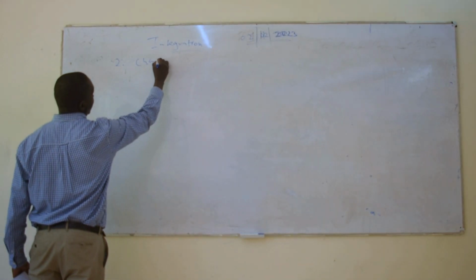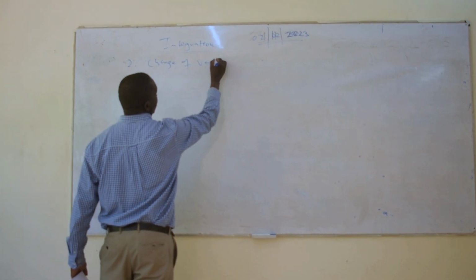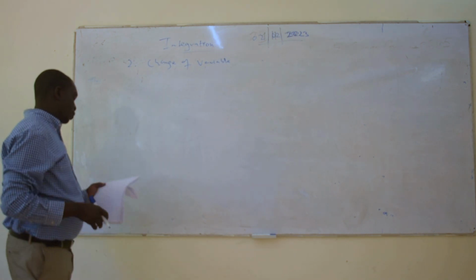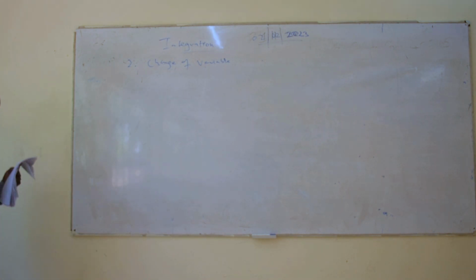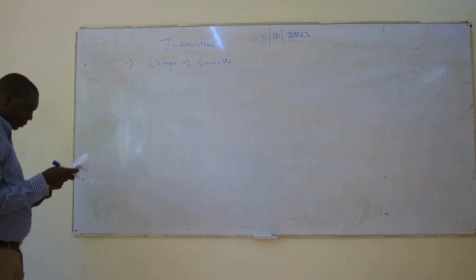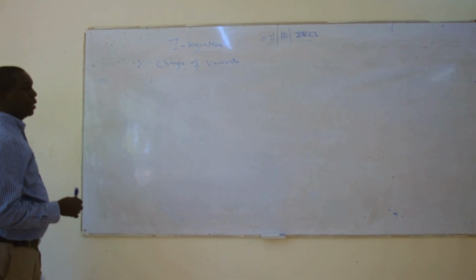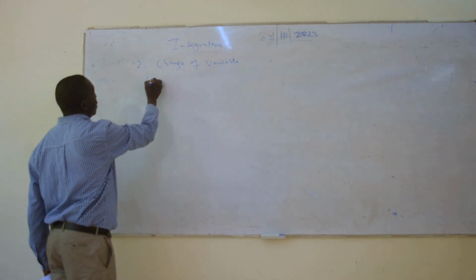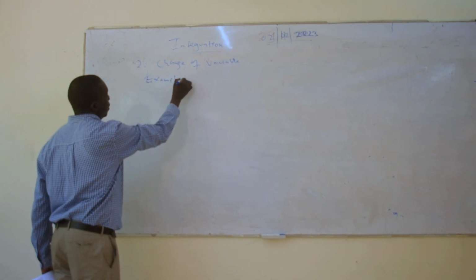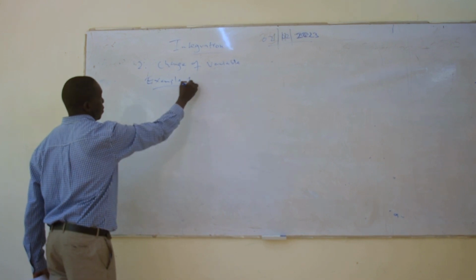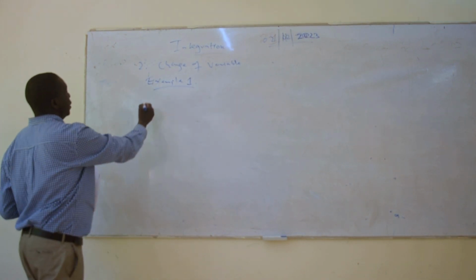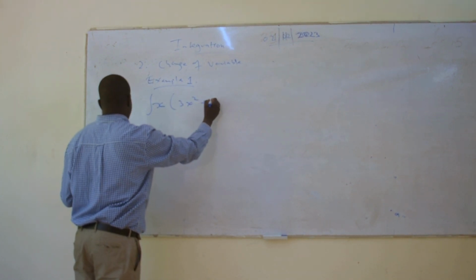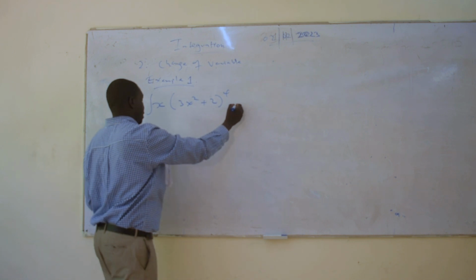Change of variable technique, or substitution method. We can use example 1 to demonstrate the change of variable technique. Example 1. Integrate x in bracket 3x squared plus 2 raised to power 4 dx.